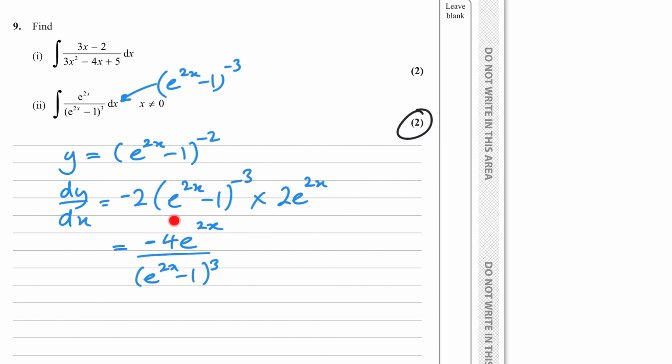Now, when I'm comparing this with my original, you can see this is multiplied by minus 4. So what I want to do is, and you guessed it, basically divide by minus 4, which means that I need to divide my original by minus 4 here. So this answer is going to be minus 1/4 e to the 2x minus 1 to the minus 2 plus c.